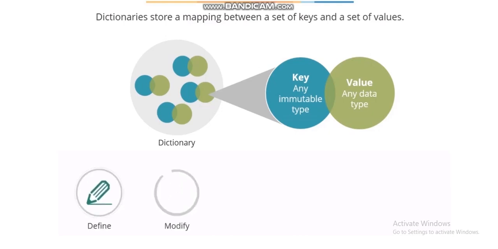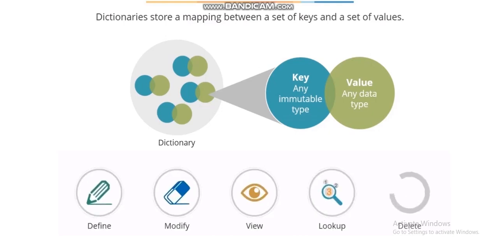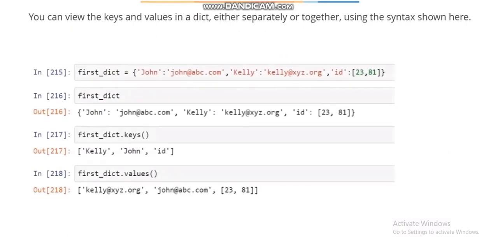You can define, modify, view, look up, and delete the key-value pairs in the dictionary. The difference between view and lookup is that view allows you to view the entire object, while lookup lets you access a particular element within the object. You can create a dictionary using colons to separate keys and values enclosed within curly brackets. In this example, the dictionary contains 3 key-value pairs separated by colons and enclosed within curly brackets.